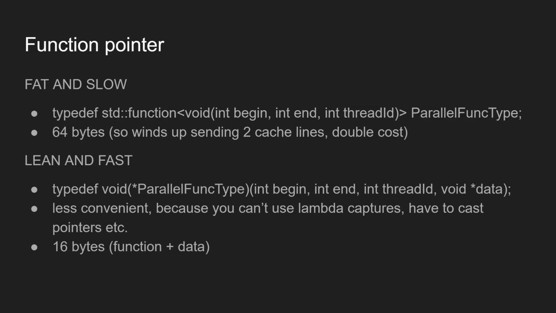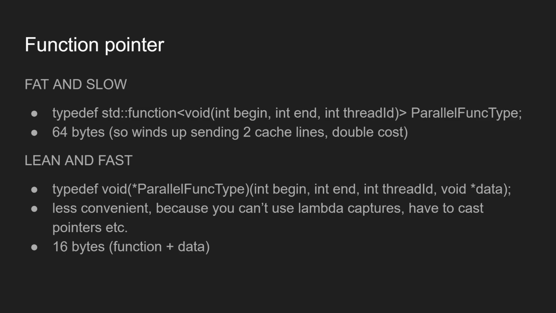Another design choice is how you specify the callback function. At first, I had used the standard function as a callback, which is able to accept a function or a lambda function. But I discovered eventually that this is actually quite slow. The problem is that the standard function takes 64 bytes, which is exactly a cache line.